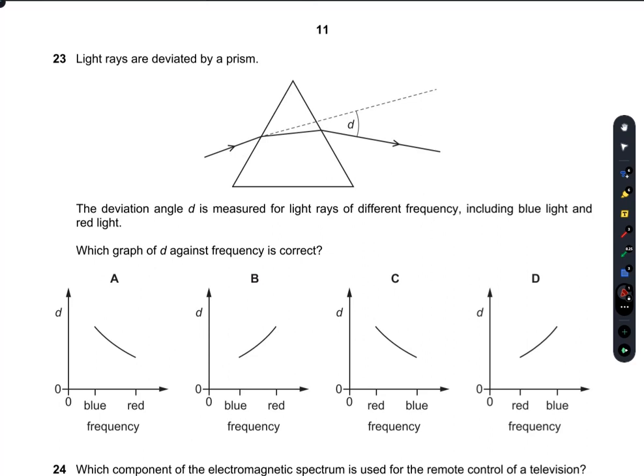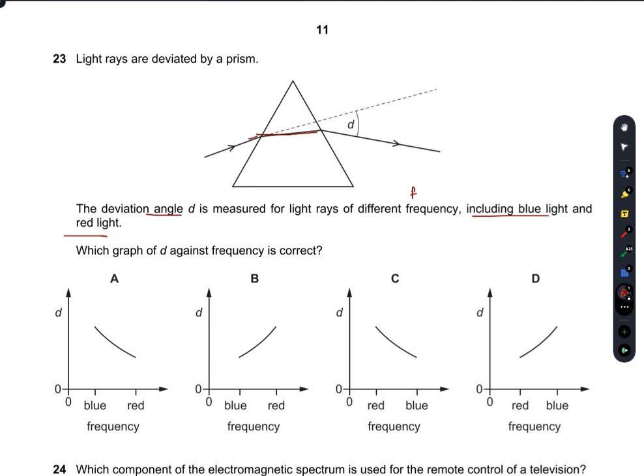Light rays are deviated by a prism. So this light ray deviates, goes and then deviates. The deviation angle D is measured for light rays of different frequency, including blue light and red light. Which graph of D against frequency is correct?